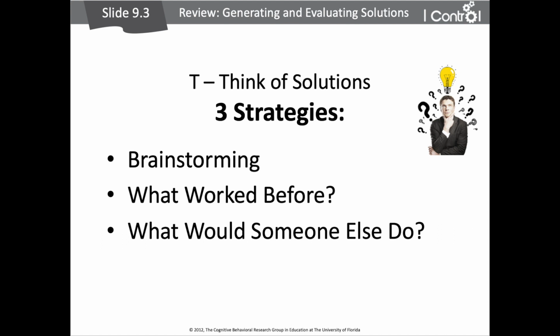You can use the brainstorming strategy and think of as many solutions as you can. You can also use what worked before, where you think about a similar problem you had in the past, how you solved it, and how it fits your current situation. Finally, you could use the strategy, what would someone else do, and think about how someone you know who makes good decisions would solve the problem. It's important to use different strategies to think of solutions because the first solution you think of may not be the best choice for solving the problem and reaching the goal, and some strategies simply may not work.